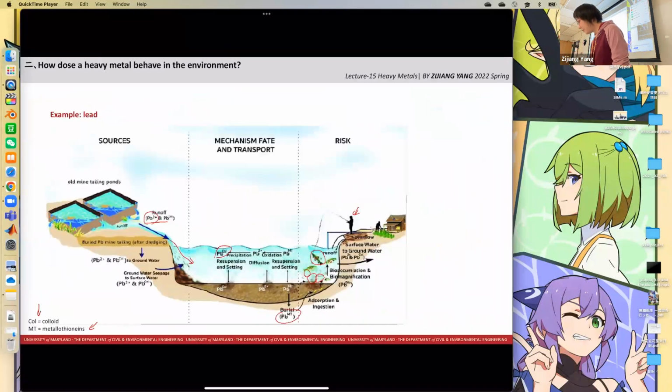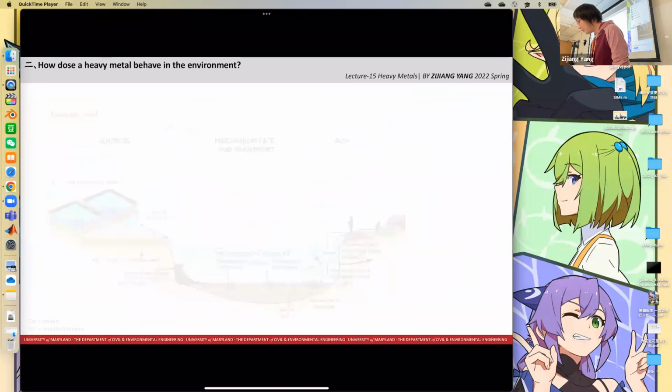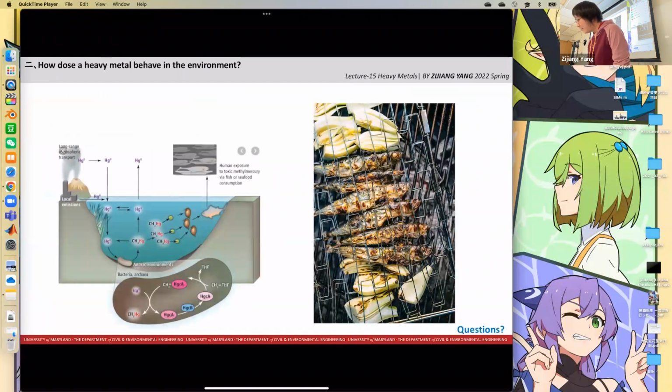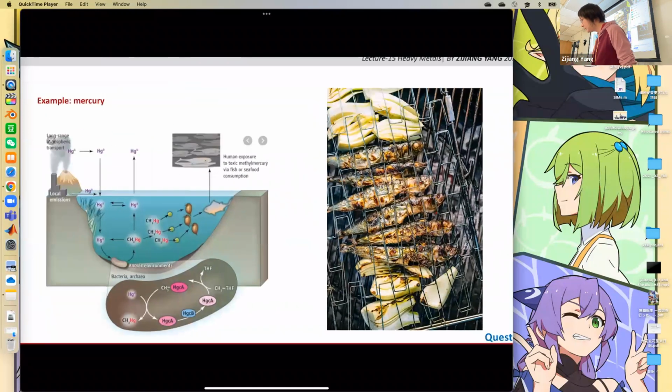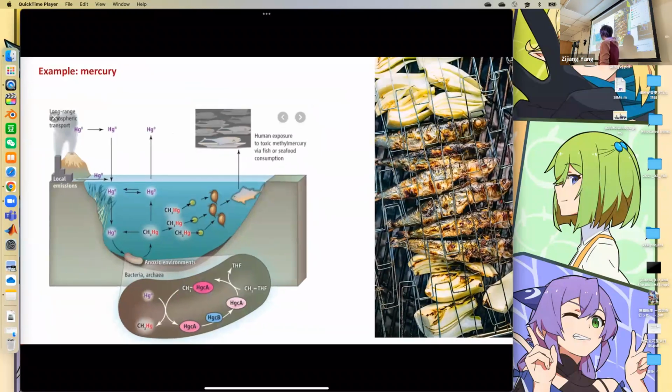And because of the bioaccumulation. And similarly, we also have mercury. So mercury may have a similar path: it goes to the water, goes to the lake, and then it will have its organic form, like methyl mercury, and it will be taken up by the animals or the organisms in the lake or in the river. And finally, it may get into our foods, which is bad for human beings.